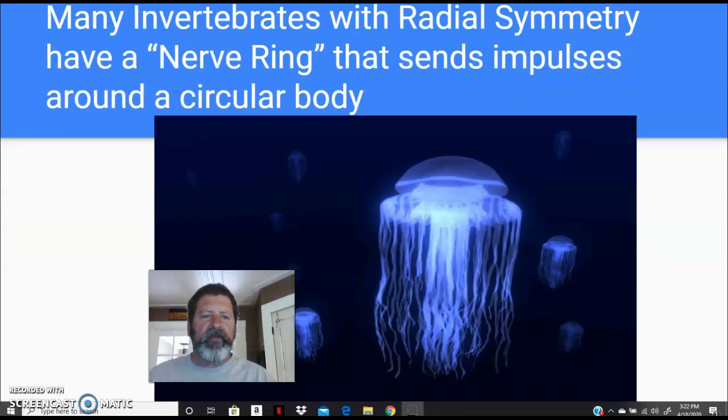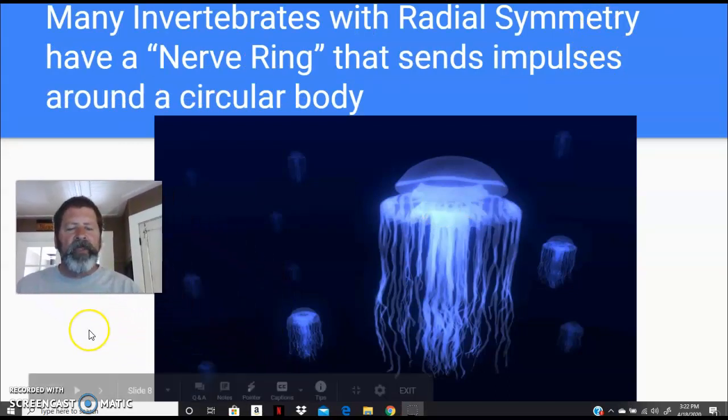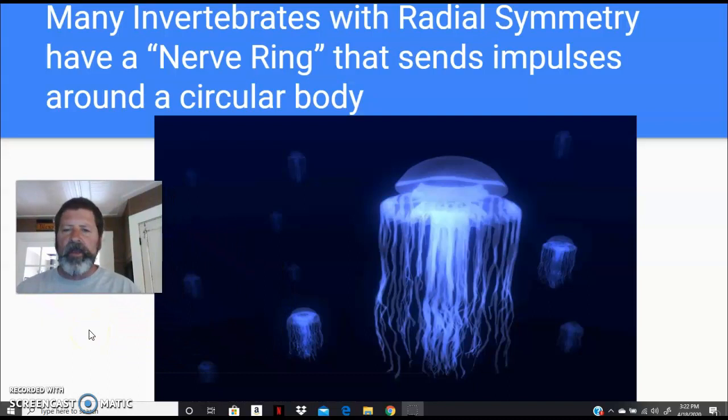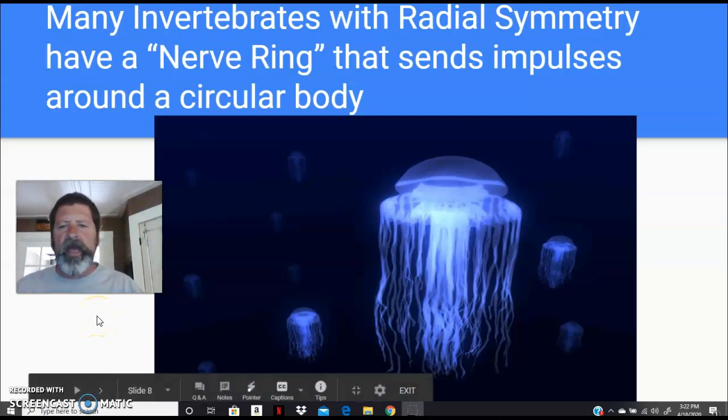So instead of having a head, a lot of invertebrates just have a nerve ring, a ring that goes around the body and gives them impulses, like, for example, flee the dark or go towards the light or whatever the impulse might be. There's movement. I'm going to propel my body towards it. So the nerve ring might be able to stimulate action responses.